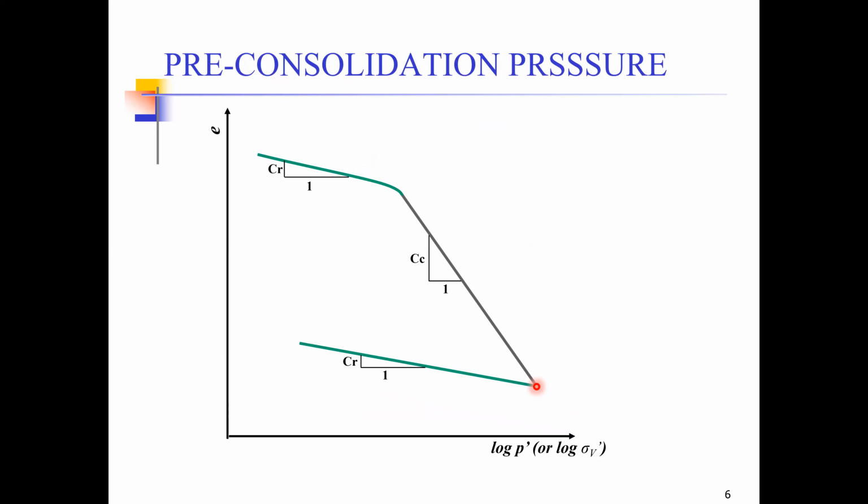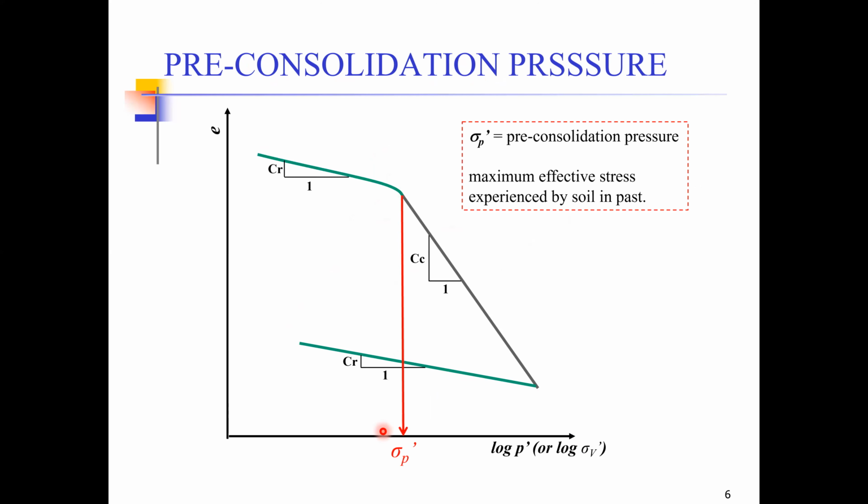Now, look, on this graph, this point represents a special point, which is called the pre-consolidation pressure. What do we mean by the pre-consolidation pressure? Pre-consolidation pressure means the maximum effective stress experienced by the soil in its entire past history. So what it means is that this was the pressure which was applied on the soil somewhere in the past.